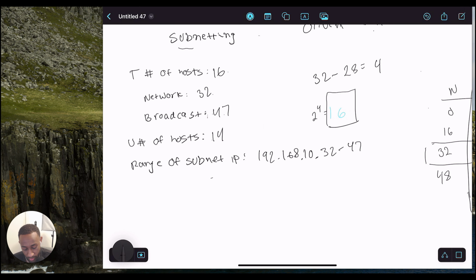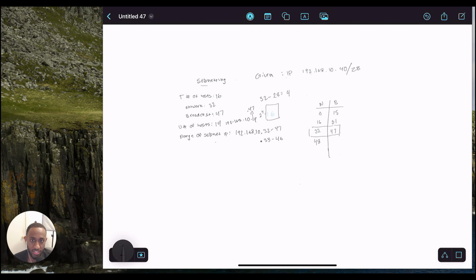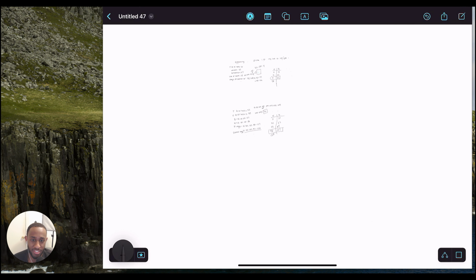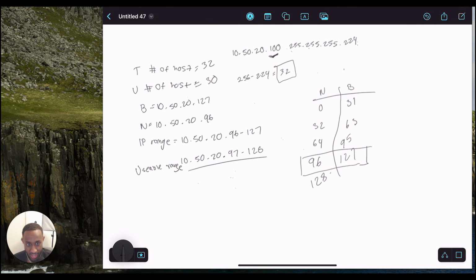And the usable range here is just going to be the same thing. It's just going to be 33 to 46, right, on that last octet. And then same with this one, it's just going to be 192.168.1.10.14 here. And obviously the last octet here is going to be 47 on the broadcast. So that's pretty much how it works. That's networking for you. Hopefully this makes sense. This is how I've always done it.